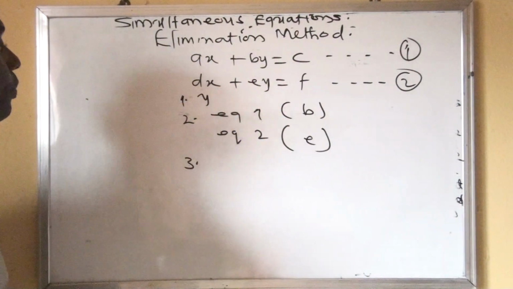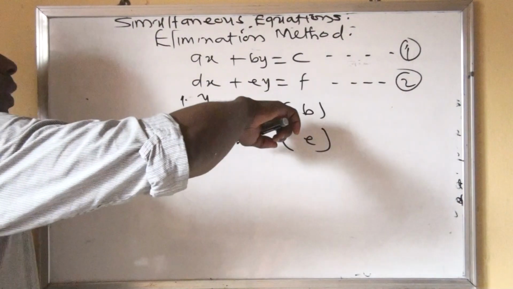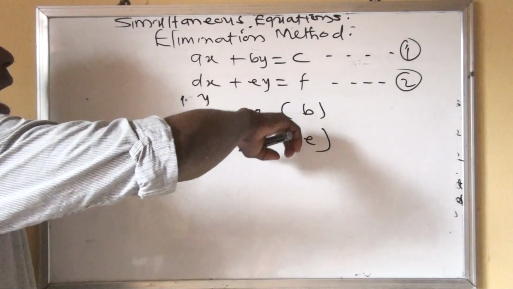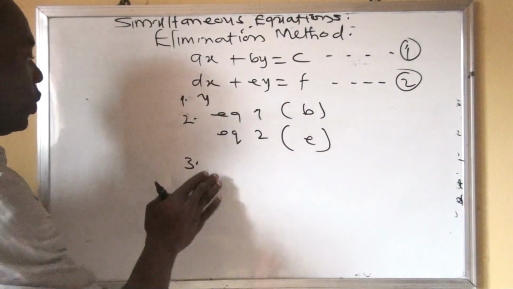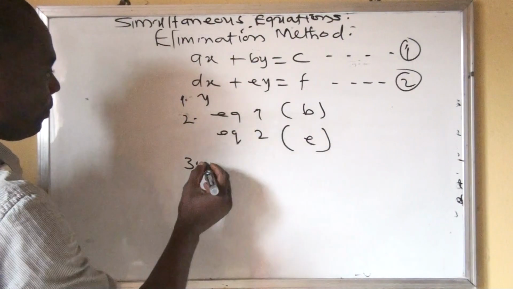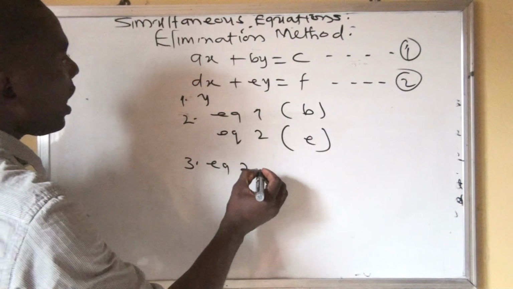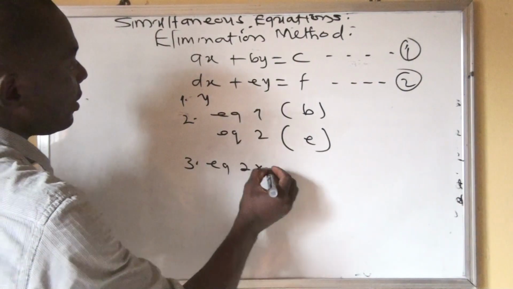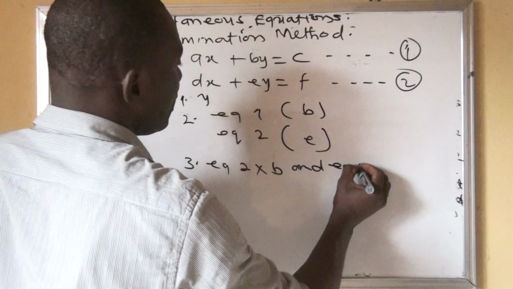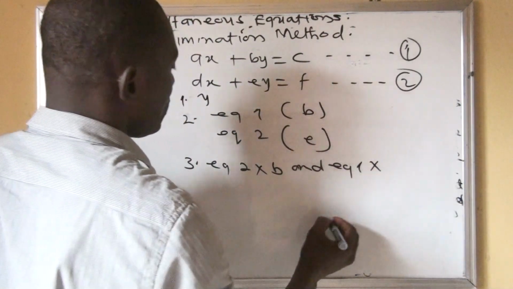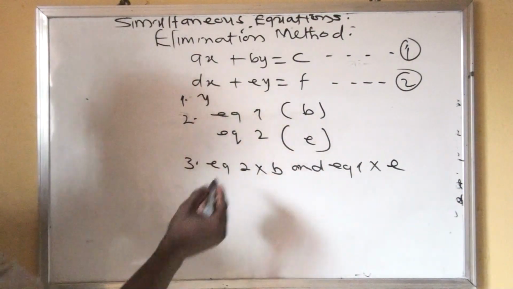Okay, so having done that, step 3, like I've written down before, is for you to use the coefficient of y in equation 1 to multiply equation 2. So we say equation 2 times b, and equation 1 times e. That's what I mean. Yeah, we want to eliminate.